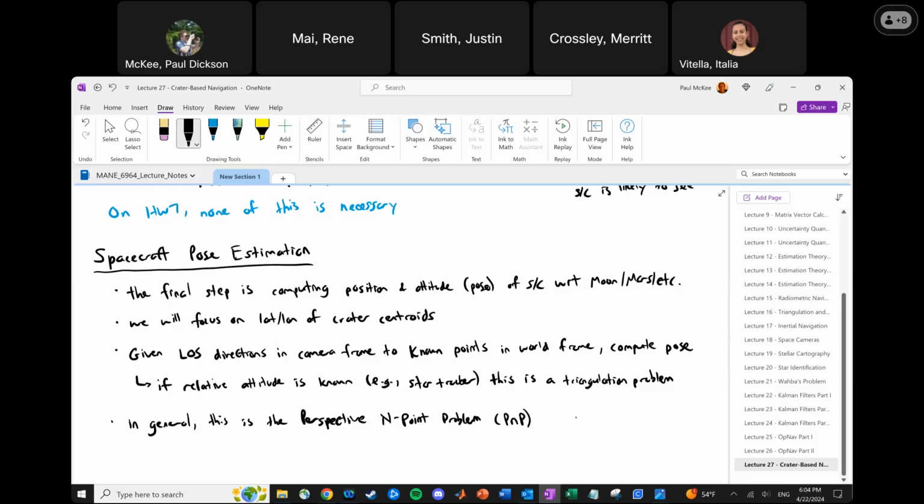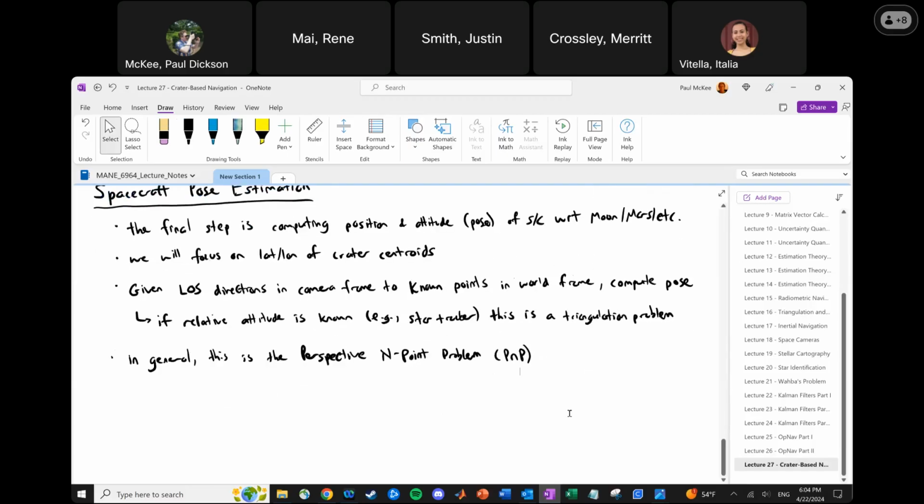So if you're using 3 points, it's the perspective 3-point problem. If you're using 4 points, it's the perspective 4-point problem. But the general case is the perspective n-point problem, or PNP. And so what that would be is, given n image points and corresponding world points, estimate your observer pose. That's basically what it boils down to, which is exactly what I wrote up here, so I'm not going to write it twice.